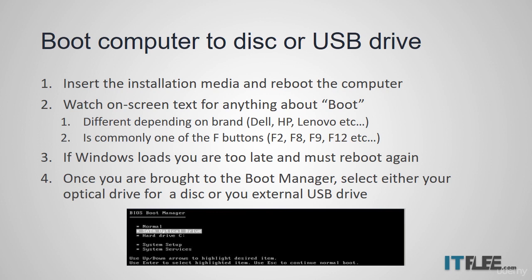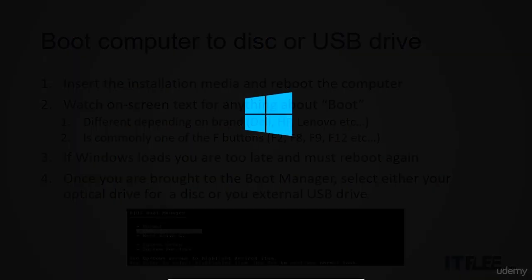Now, one thing to keep in mind is that I can't just tell you to press F8 or F2 because it's different depending on the make of the computer. So Dell has a different keyboard shortcut than HP does, and Lenovo, and it also can depend on the model of computer that you have. So you just need to watch your on-screen text, and then once you get it, select either your optical drive or your USB drive, whatever you're using to install Windows.